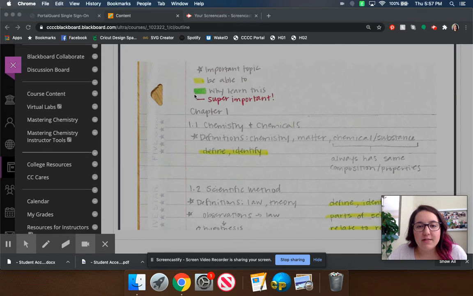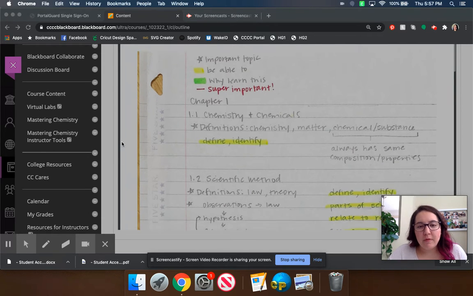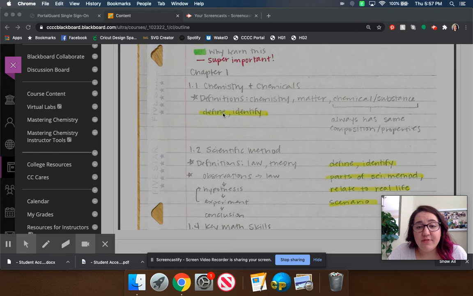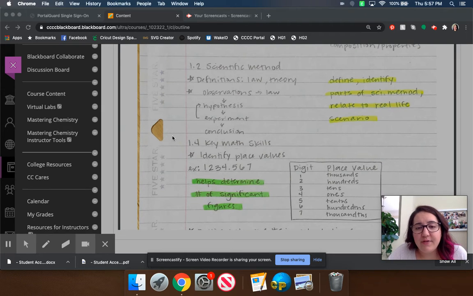So you see up here I've got some color coding going on. First part is just some definitions, be able to define and identify those. There's a ton of practice in the book and I don't want to waste your time reading you definitions. It's very straightforward. Next is the scientific method.